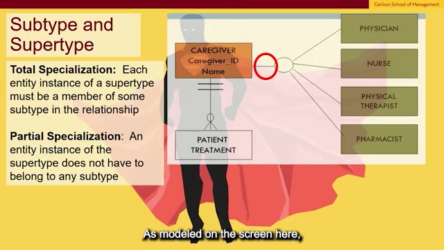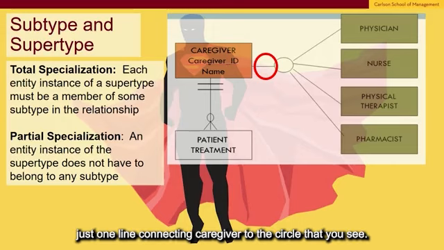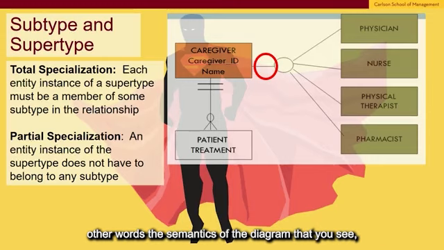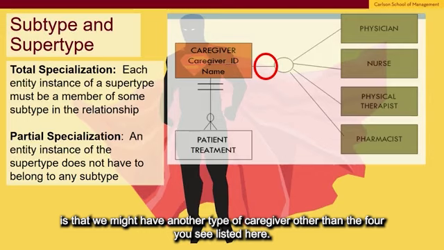As modeled on the screen here, this is a partial specialization with just 1 line connecting caregiver to the circle that you see. In this partial specialization, effectively what this communicates, or in other words, the semantics of the diagram that you see, is that we might have another type of caregiver other than the 4 you see listed here.